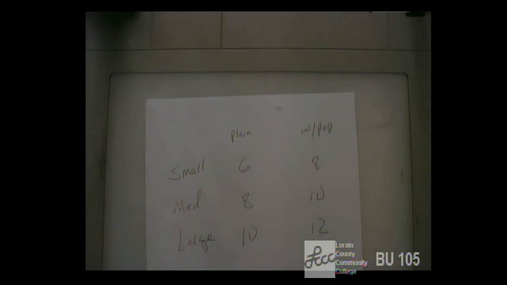Now, we're going to make a rule that there is a $2 delivery charge if it's delivered, okay? $2 delivery charge if it's delivered. So the cost of an order is the sum of all the pizzas on that order plus $2 if it's delivered. If it's not delivered, then it's just the cost of the pizzas. All right? So let's make an order class.